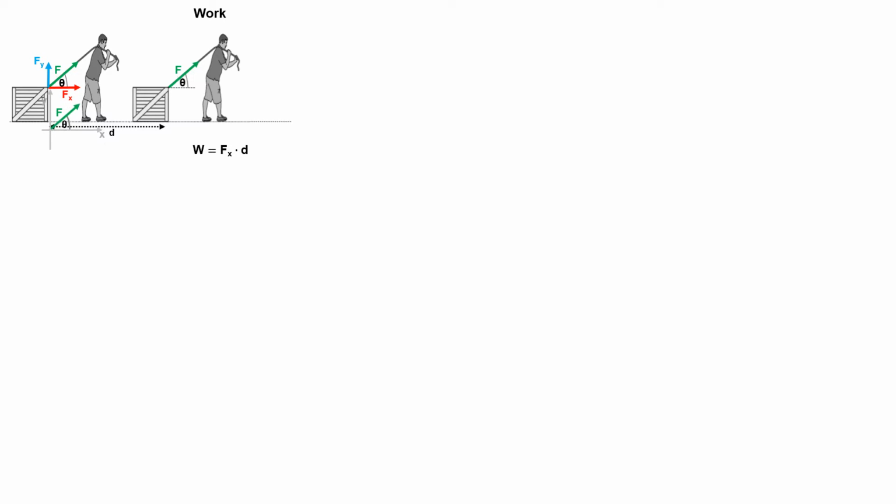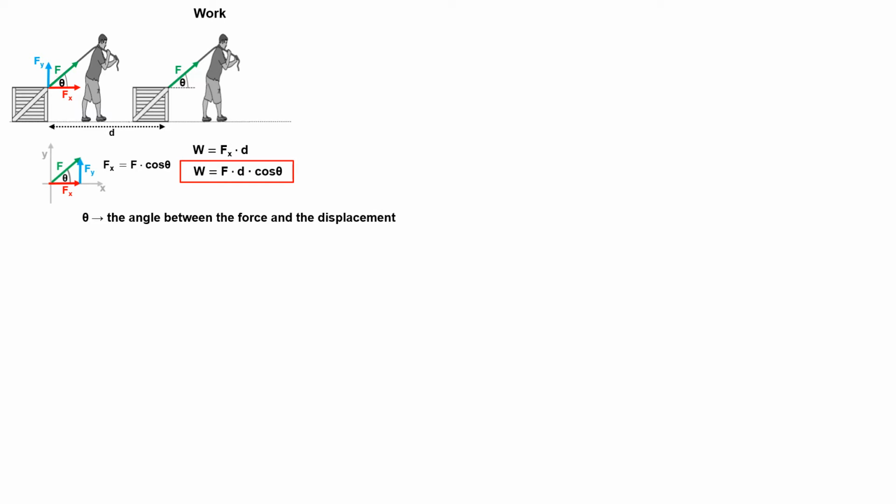In this example, only the horizontal component of the applied force causes a displacement and does work. So let's find the horizontal component of the applied force. This component is F cosine of theta. And so we replace F cosine of theta with F sub x, and mathematically work can be expressed by the following equation. F is the force, d is the displacement, and the angle theta is defined as the angle between the force and the displacement vector. Perhaps the most difficult aspect of the above equation is the angle theta.